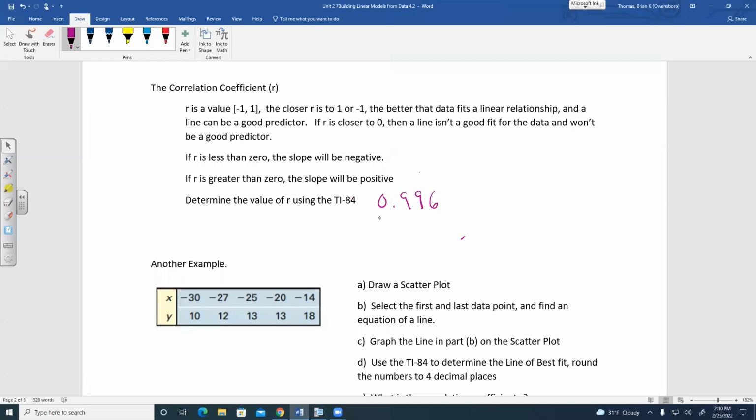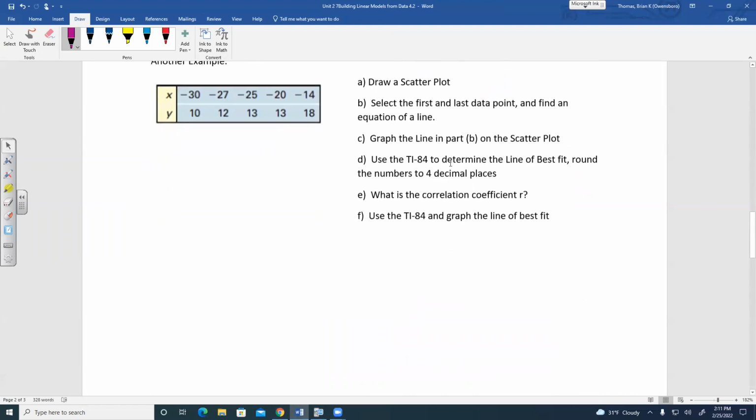So 0.996. If I round that, that's going to round all the way up to 1.00. So notice that this data really is sitting right on top of 1. So that means this line would be a very good predictor for this. So we'd have a very accurate piece of data there. The correlation coefficient tells you how good the data and the line fit. So if R is close to -1 or 1, that means we have a line that's going to be a really good predictor. So let's look at this next example and see what we can do with all this.